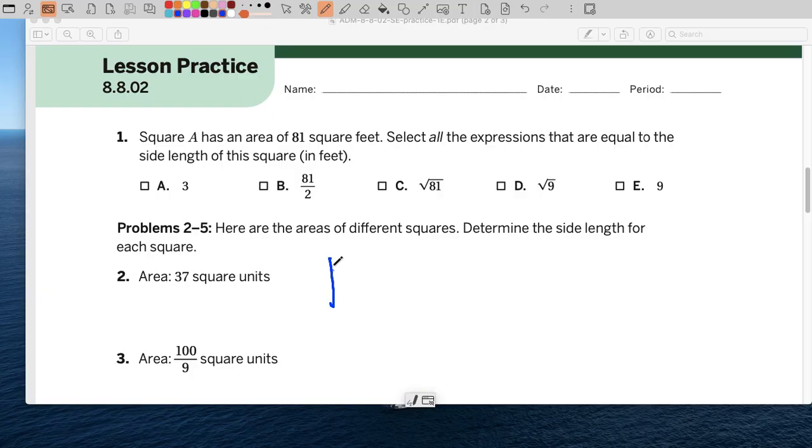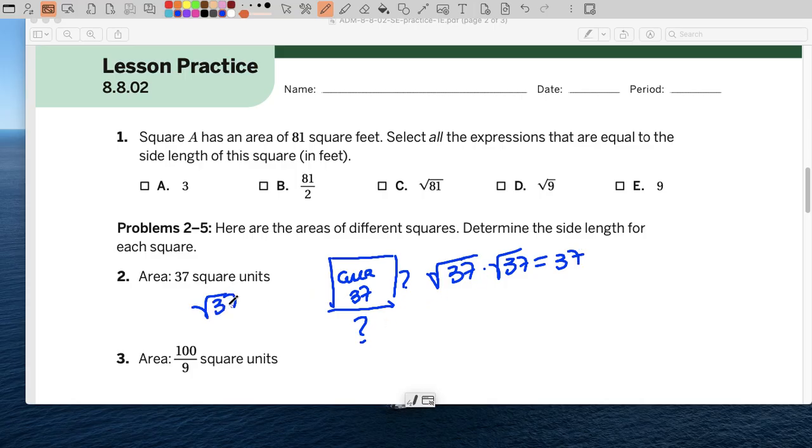So here's a square, and they're saying, hey, the area is 37 square units. What are the sides? So notice that the sides have to be the same. So in this case, when it's not a perfect square, it's going to be the square root of that particular number, of the area. So square root of 37. Because if you multiply square root of 37 times square root of 37, guess what you get? 37. So the answer here is square root of 37.